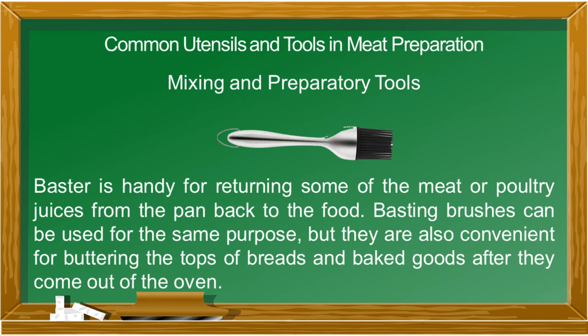Here are the common utensils and tools in meat preparation. For mixing and preparatory tools, we have the baster. A baster is handy for returning some of the meat or poultry juices from the pan back to the food. Basting brushes can be used for the same purpose, but they are also convenient for buttering the tops of breads and baked goods after they come out of the oven.